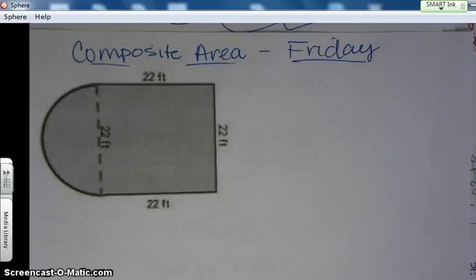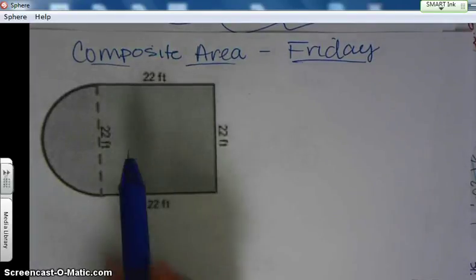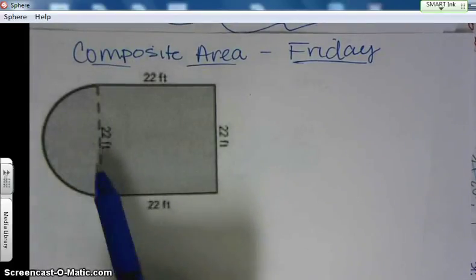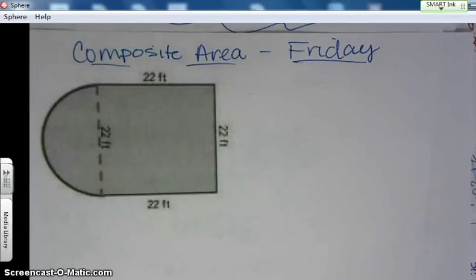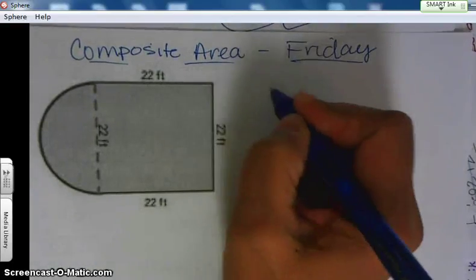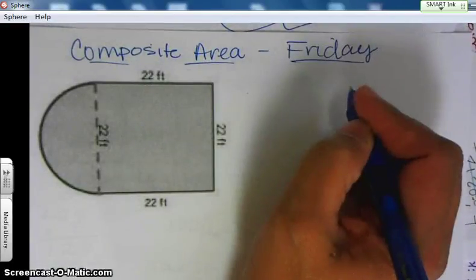This example, your last page, is on composite area. Now remember, composite area, we had irregular shapes, so shapes that were put together, and we have to find the area of each shape and then combine them. Okay, so if you look in your little book, it has formulas. I wrote down how many formulas you were going to need.